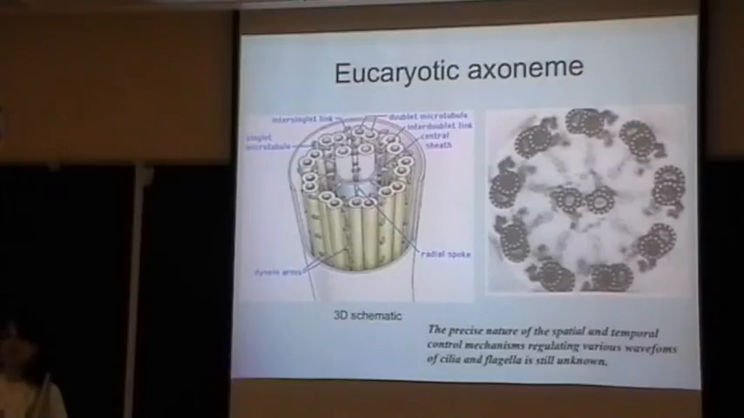It is understood that it's calcium. Calcium is very important. It is understood that it's ATP driven. But when does one dynein activate and then its neighbor activate?